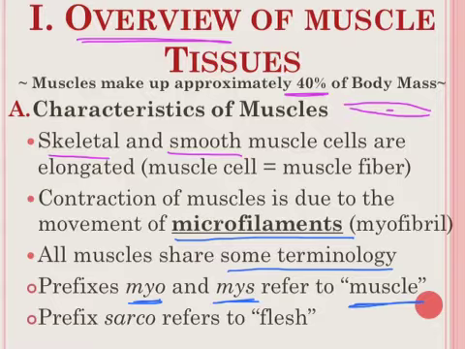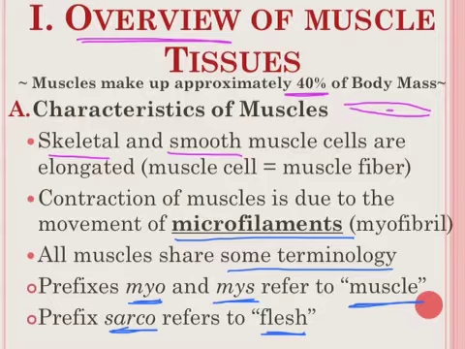If you see the prefix sarco, sarco refers to actual flesh. Now flesh is like, if you think about chicken, when you eat a chicken leg or chicken thigh or chicken breast, the flesh is that meaty part that you are eating. That is actual muscle. But the term sarco refers straight to the flesh.